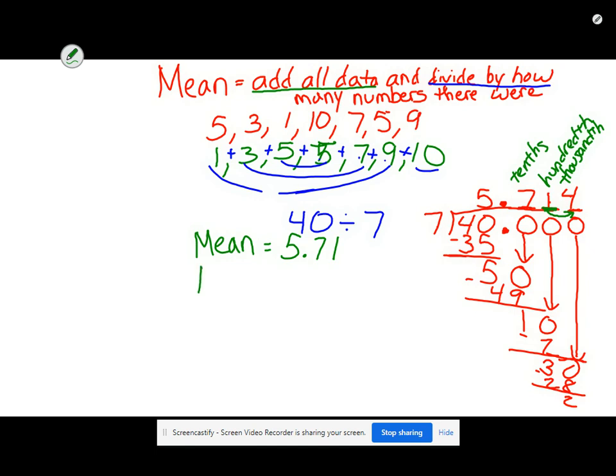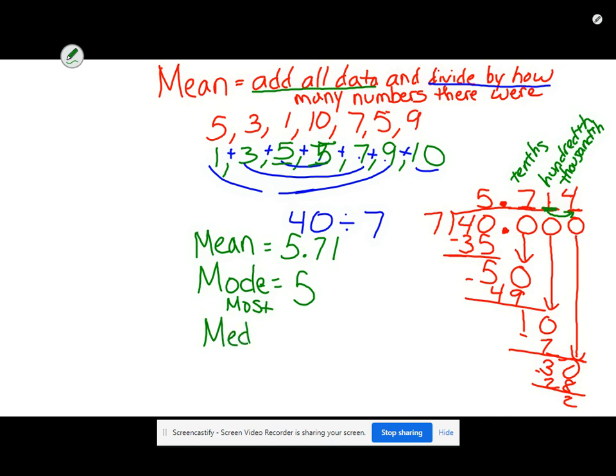So let's look at our mode. What does mode mean? The most. Which number do we see the most? The 5. There are 2 5s and there are singles for all the rest. So our mode is 5.